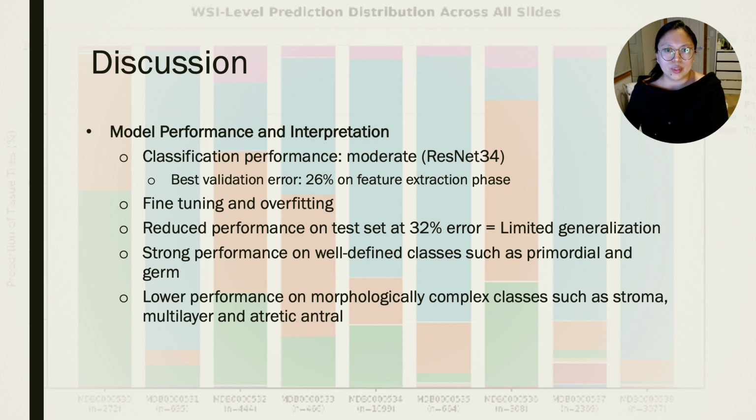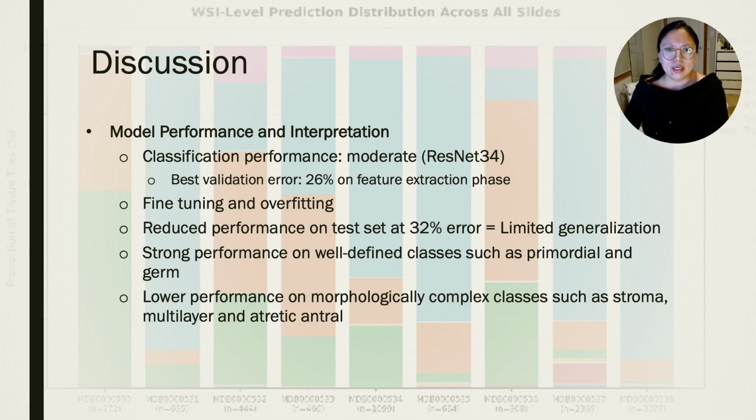This was also supported by the drop in performance on the independent test set, where the error increased to 32%. This gap between validation and test performance highlights limited generalization. Perhaps this was due to the small dataset size, the variability between samples, and the class imbalance.